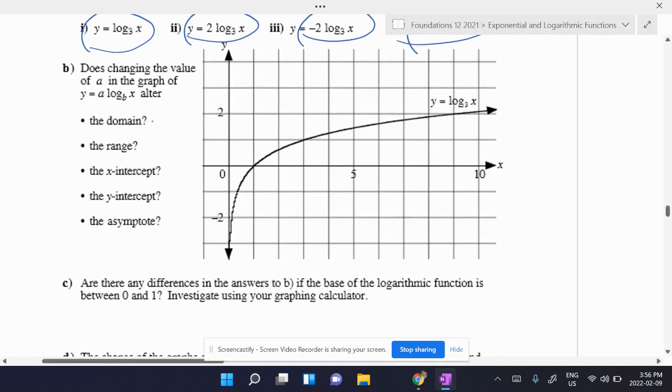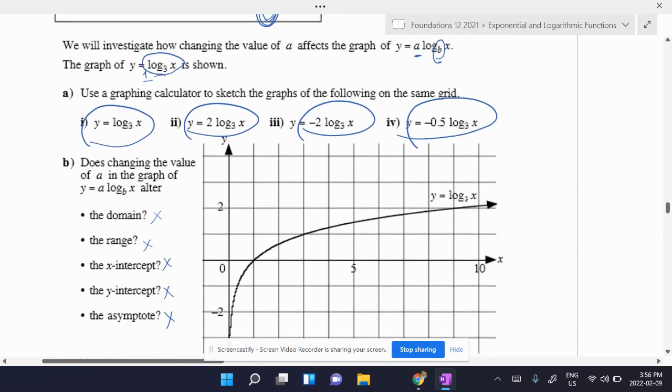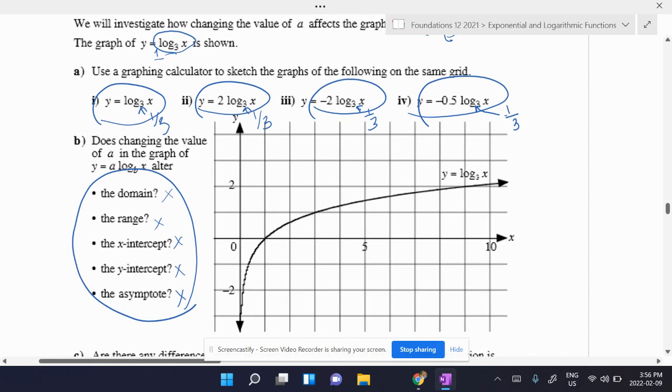So no, it does not change the domain. No, it does not change the range, x-intercept, y-intercept, or the asymptote. Are there any differences in the answers to b if the base of the logarithm is between 0 and 1? So if you were to put in here instead of 3, 1/3, for each of these, put in 1/3 and see what happens to your graph. Do any of these change? So pause me and go and do that.